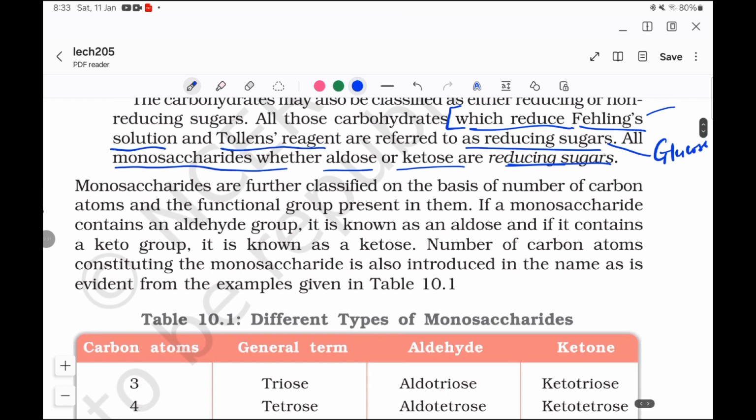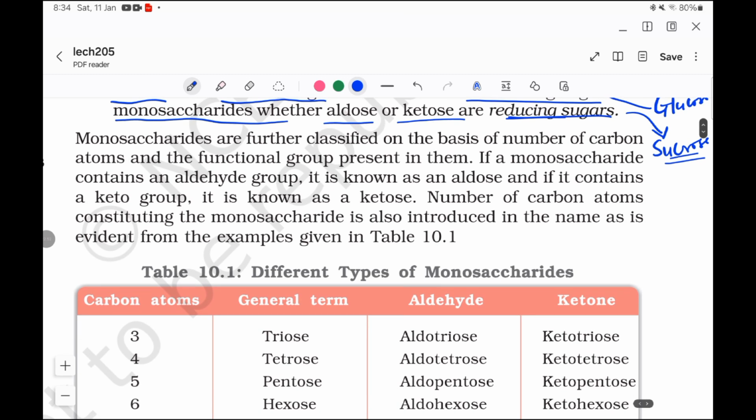Now, some disaccharides are also going to be non-reducing in nature. For example, sucrose. Sucrose is going to be a non-reducing sugar. It is chini, sweet in taste, but it is going to be non-reducing.